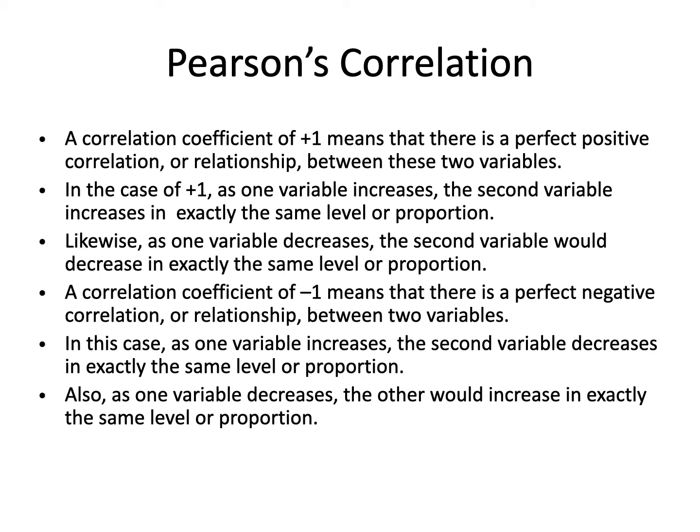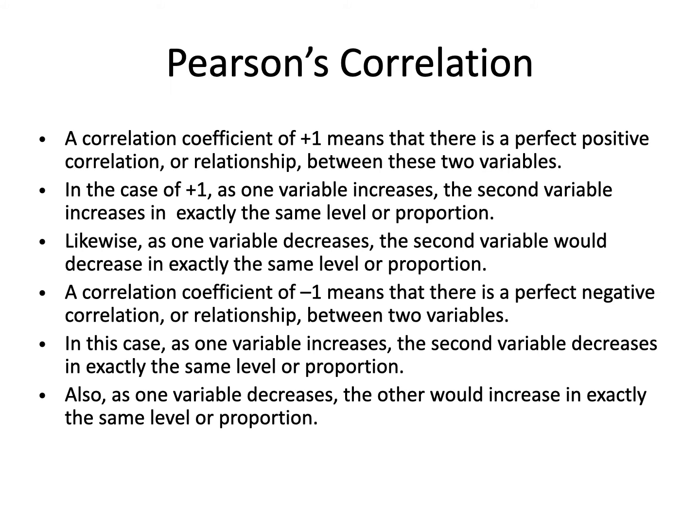between two variables. In the case of +1, as one variable increases, the second variable increases in exactly the same level or proportion. Similarly, as one variable decreases, the other variable decreases in exactly the same level or proportion when the correlation coefficient is +1.